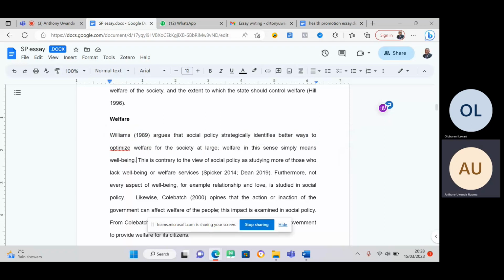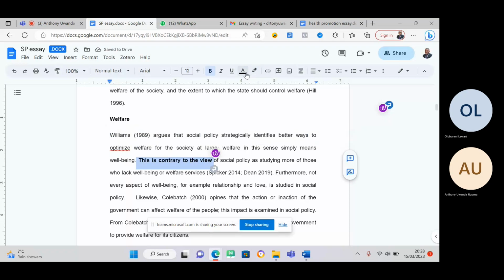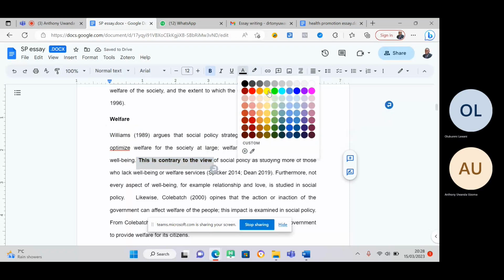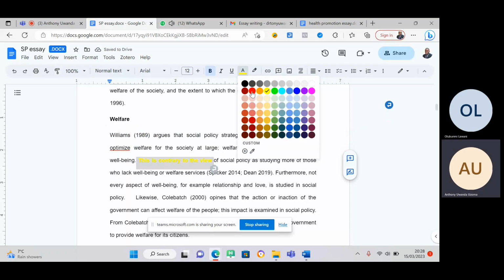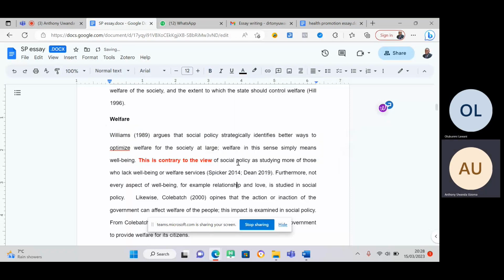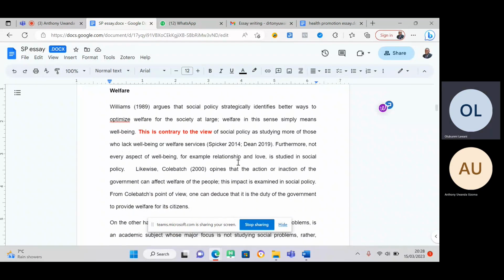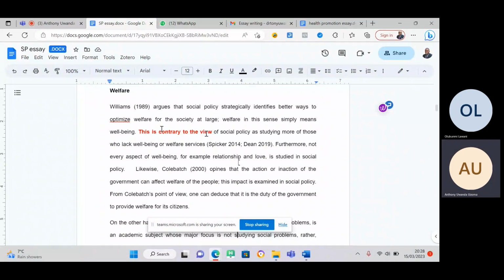See critical writing here. This is contrary. That's critical writing. This thing now is critical writing. These are the words that we're looking for. When you say critical writing... I hope you can hear me. Yeah, I can hear you. Good. So this is critical writing now, and this is a contrary view of something.